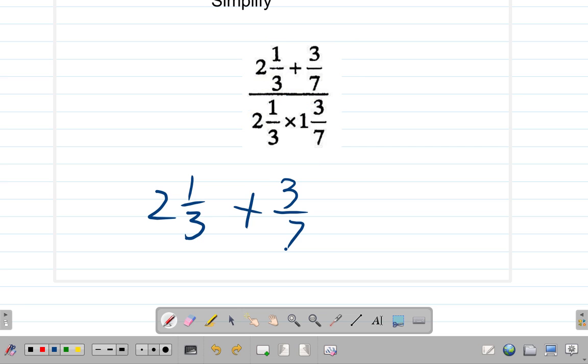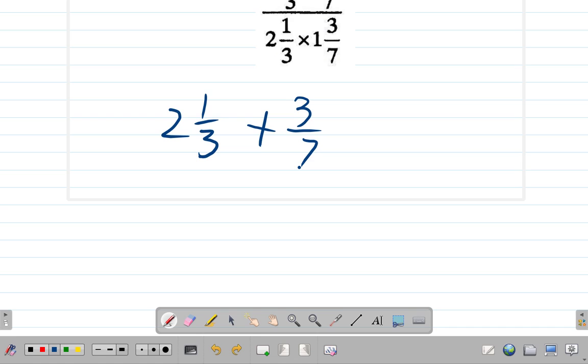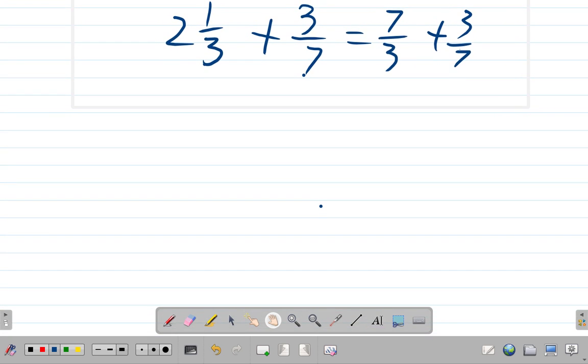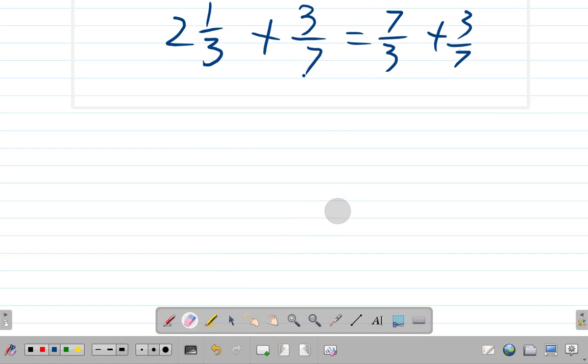So, 2 1/3. This as an improper fraction is 7/3 plus 3/7. 7/3 plus 3/7. You can find the LCM, use LCM to add it, or you could use common denominators. The LCM method comes from common denominators. It's really a shortcut method, so we're going to use common denominators.